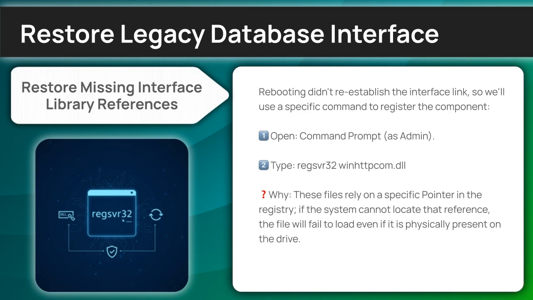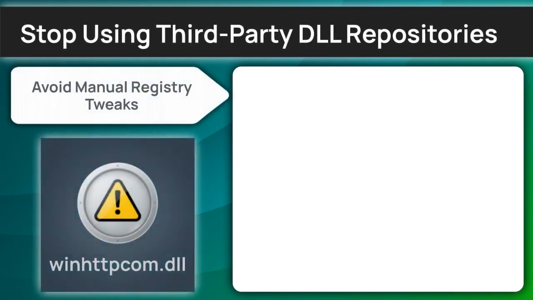Why are we doing this? Well, these files rely on a specific pointer in the registry. If the system cannot locate that reference, the file will fail to load even if it is physically present on the drive. To prevent any secondary issues, I recommend a cautious approach to downloading individual system files.